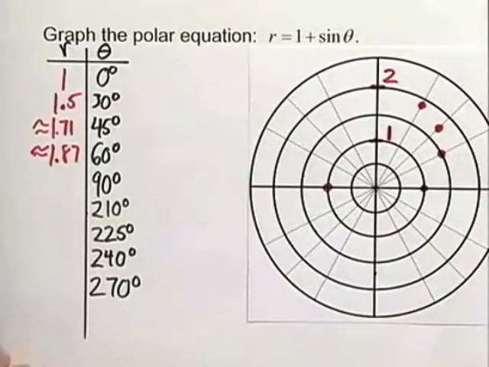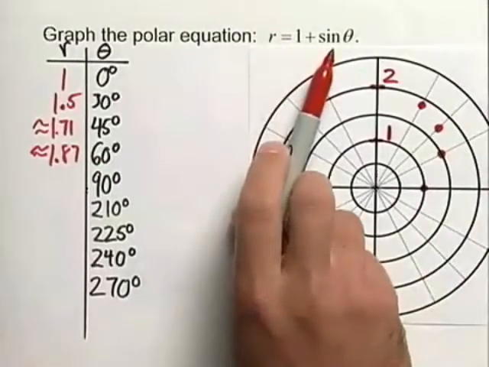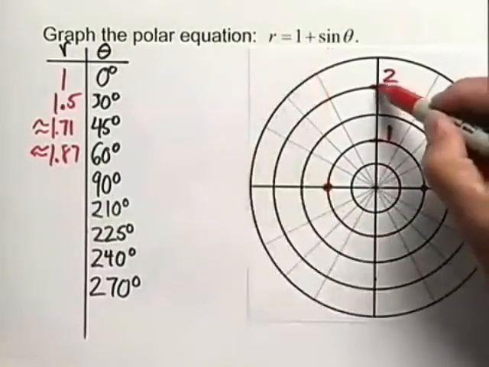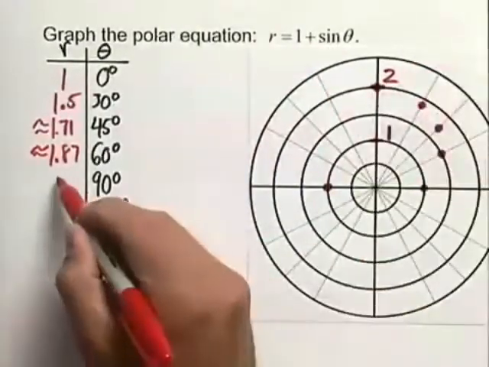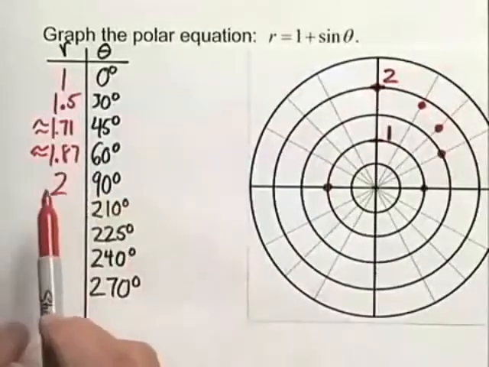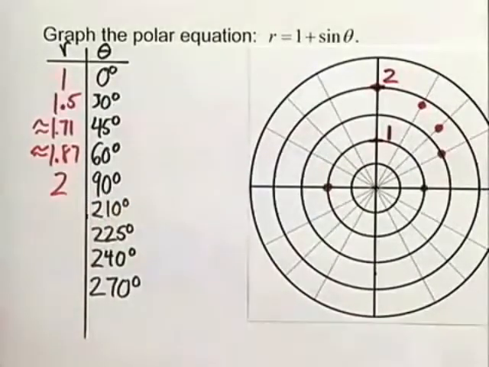Now plug in 90. If we take 1 plus the sine of 90, we know that the sine of 90 is 1, so 1 plus 1 will give us 2, and we can plug in our 2. So that's technically the ordered pair 2 comma 90 degrees, even though it seems as we're working in reverse here.